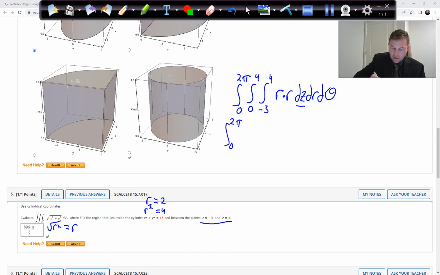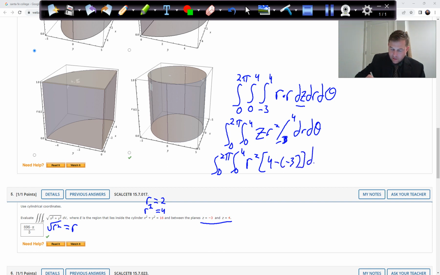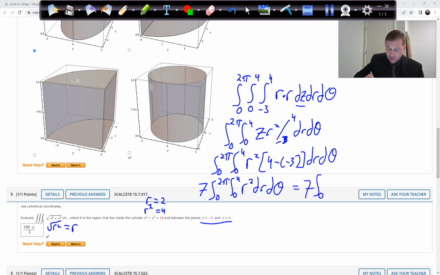So we're going to get 0 to 2 pi, 0 to 4 of z r squared from minus 3 to 4, dr d theta. This is going to be 0 to 2 pi, 0 to 4. This is going to be r squared times 4 minus 3 dr d theta. 4 minus 3 is 7, and it's a constant, so it's just going to come out of the integral. 0 to 2 pi, 0 to 4 of r squared dr d theta. Antiderivative of r squared would be r cubed over 3 from 0 to 4 d theta.